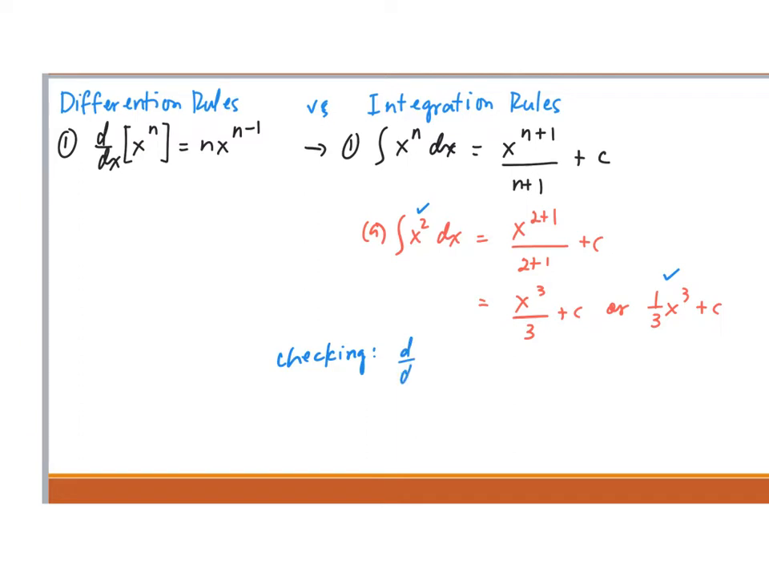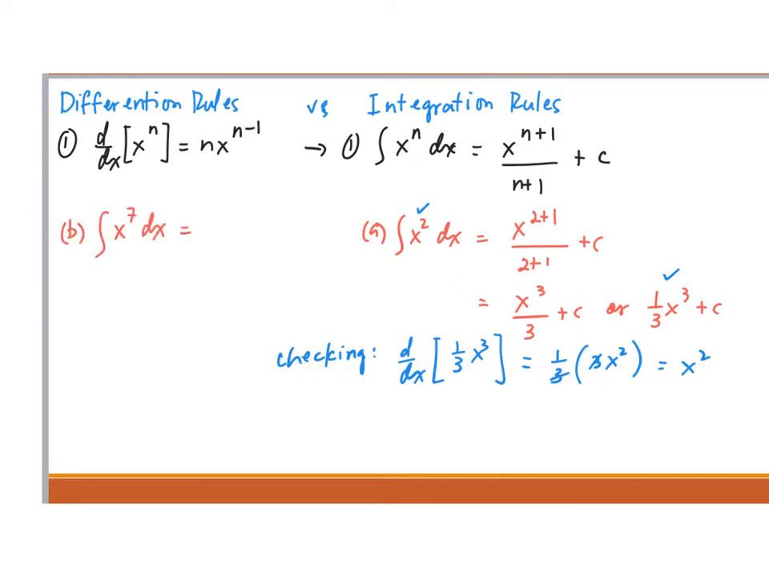So d/dx of 1/3 x cubed is equal to, that constant here, just put it as 1/3, and then the derivative of x cubed is 3x squared. And this cancels out, and so yes, we get x squared. So let's take another example.